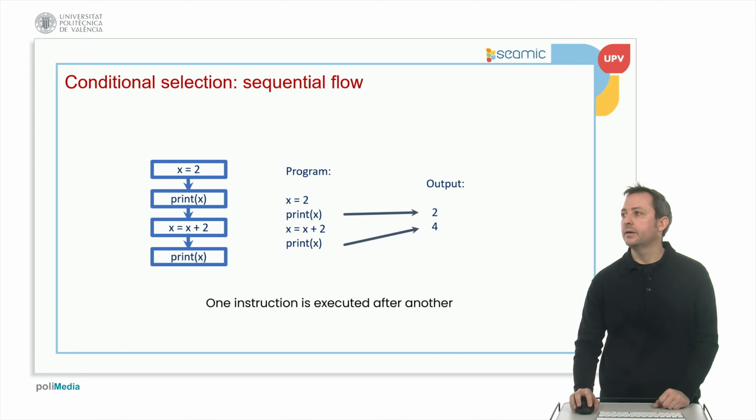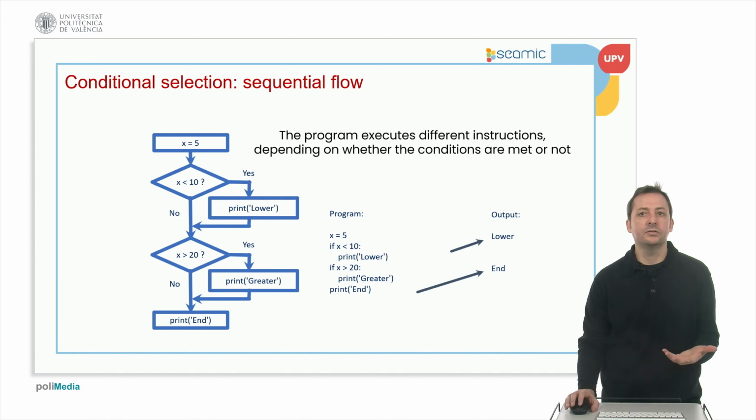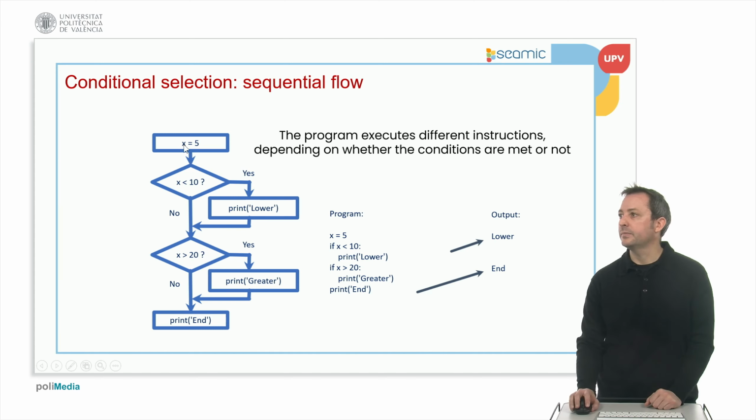For example, here we define a program that has instructions that are performed one after the other. So there is an assignment, a print, an operation, and a print. So this is the same process that we carried out so far. But in some cases, we want to have different paths depending on some condition. So here we define a variable x with value 5, and here we represent a conditional selection.